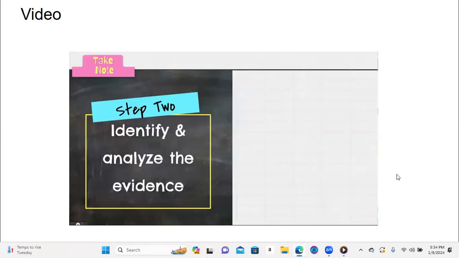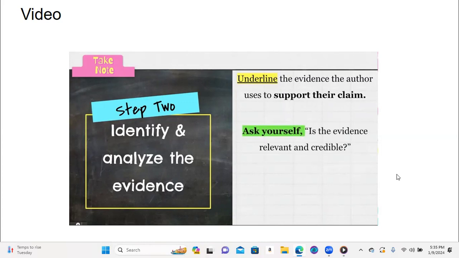All right, step two, identify and analyze the evidence that the author uses. So what you're going to do is you're going to underline evidence that the author uses to support their claim. So again, this is facts, statistics, expert quotes that the author has included in their paper that makes their claim true. And then you need to ask yourself, is the evidence relevant? So does it match the claim? And is it credible? So does it have that backing that makes it strong? Or did they just find it off a blog post from 12 years ago? So after you do all that, you need to decide, did the author fully support their claim?